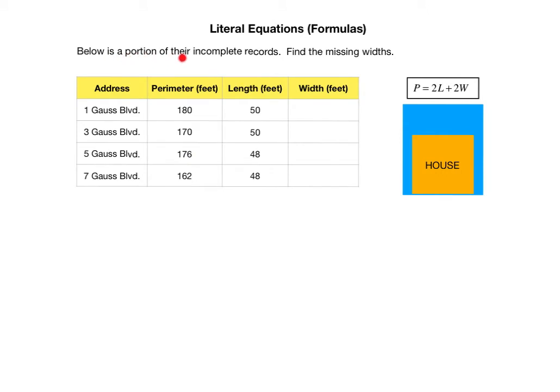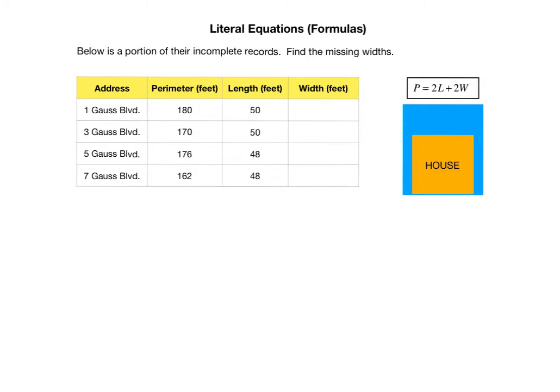So here is a portion of the incomplete records. We've got to find the missing widths. So we've got 4 addresses. These are their perimeters and their corresponding lengths. We need to find their widths. So let's go through each of these. Again, perimeter is 2 times the length plus 2 times the width.